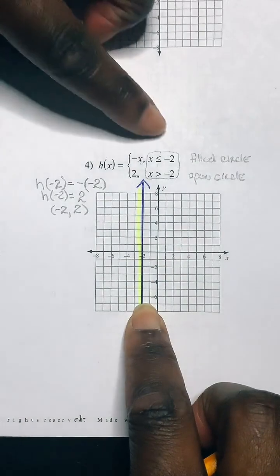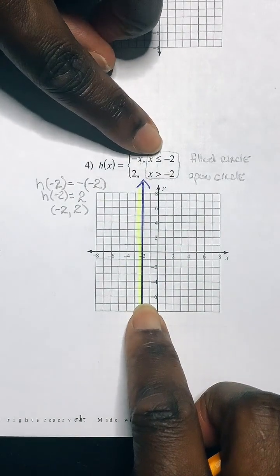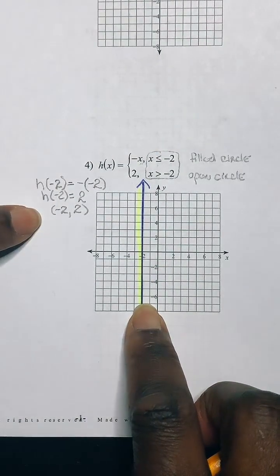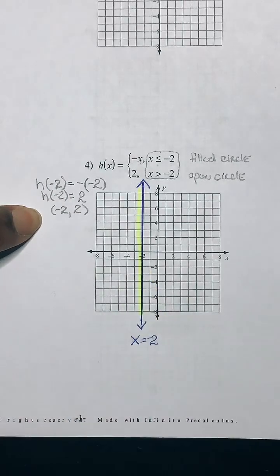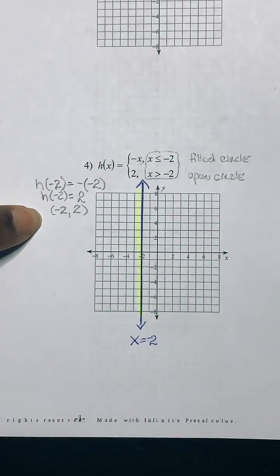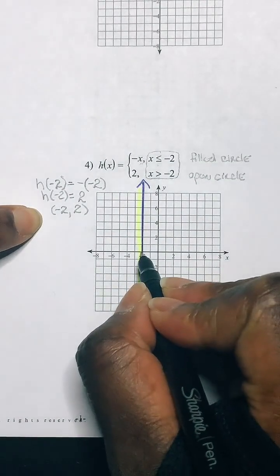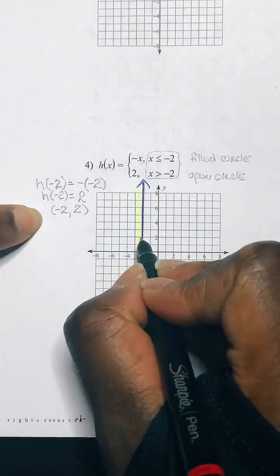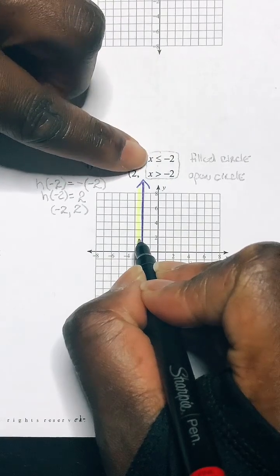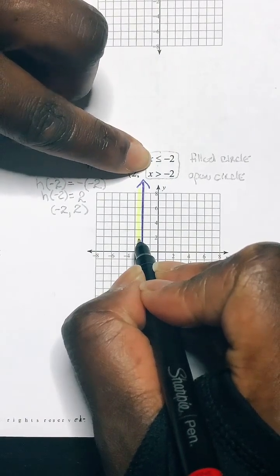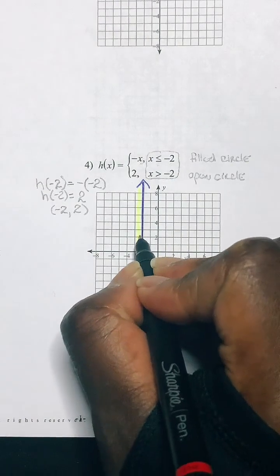Okay, so since it is a filled circle, I'm going to plot my point at -2. I feel encouraged a little bit. Might want to use the pen. So I have -2, +2. And since it is equal to with the inequality, it's going to actually be a dot.